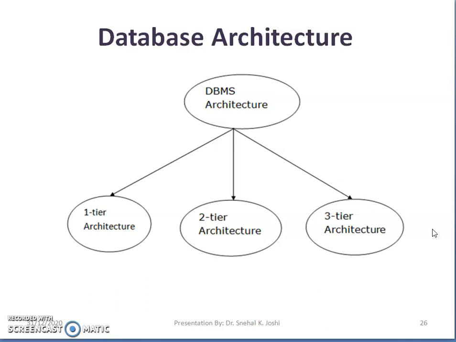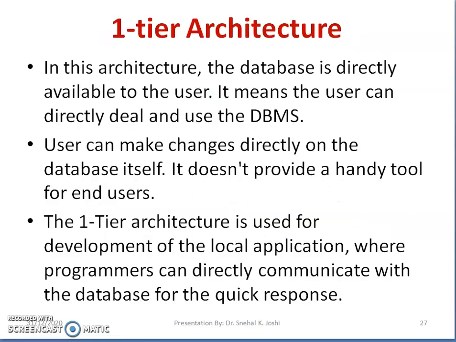Now the DBMS architecture can be understood in three categories. There are three types of architectures available. First is the one tier, second is two tier, and third is the three tier. So database architecture can be seen as a single tier or multi-tier, right? And logically we can divide them into three categories.